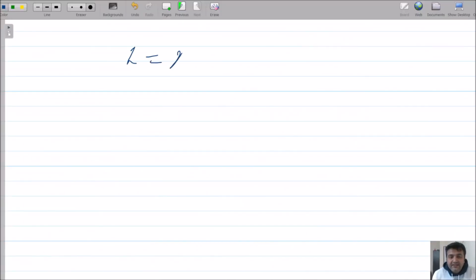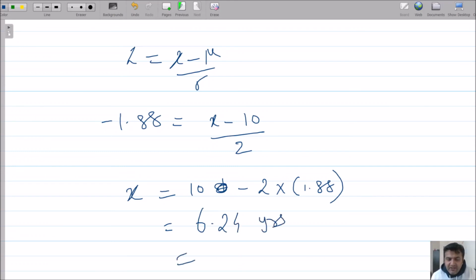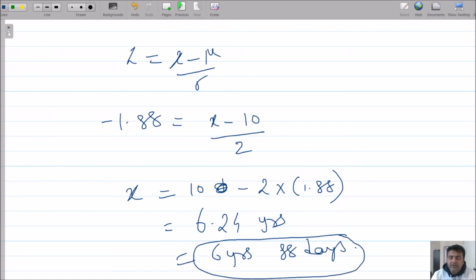So we know that z is x minus mu upon sigma. We know that it is minus 1.88 equals x minus mu, and your mu was 10 and your sigma was 2. So from here your x is 10 minus 2 into 1.88, which is nothing but 6.24 years. That means around 6 years and almost 88 days, because in a year we can assume there are 365. So this much guarantee should be given so that the manufacturer will only replace 3% of all the motors which are failed. So that's the answer for this question.